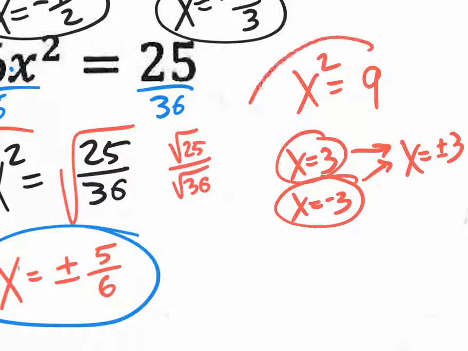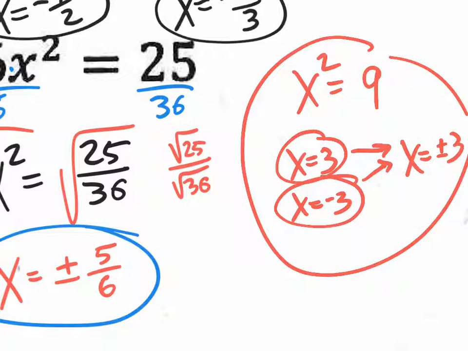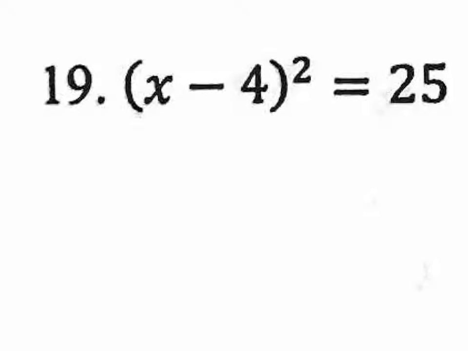So from this little example, we know that when we apply a square root in an equation, you have to put a plus or minus in front of your answer. And that's always the case. Whenever you apply a square root in an equation, you always have to put a plus or minus in front of your answer. So let's go back to 19. That one also has a square root right there.